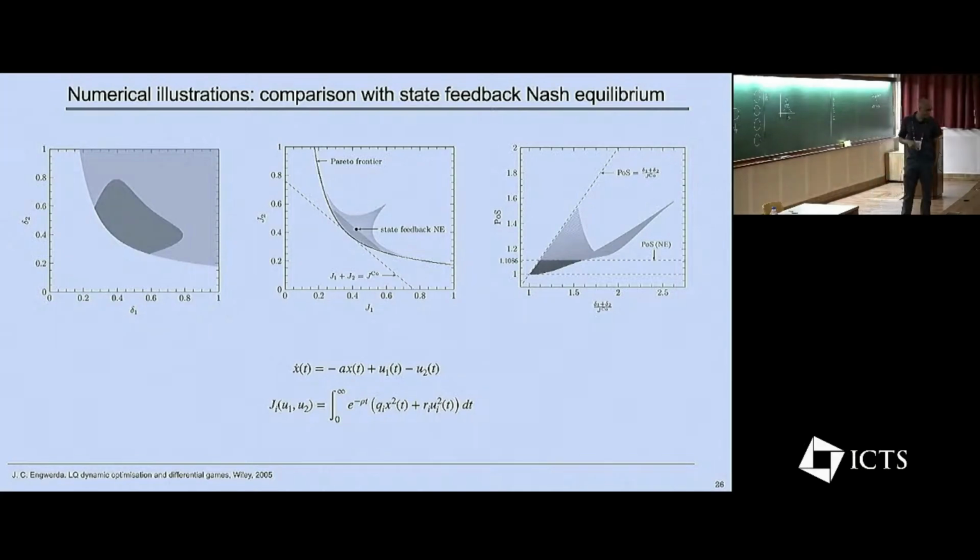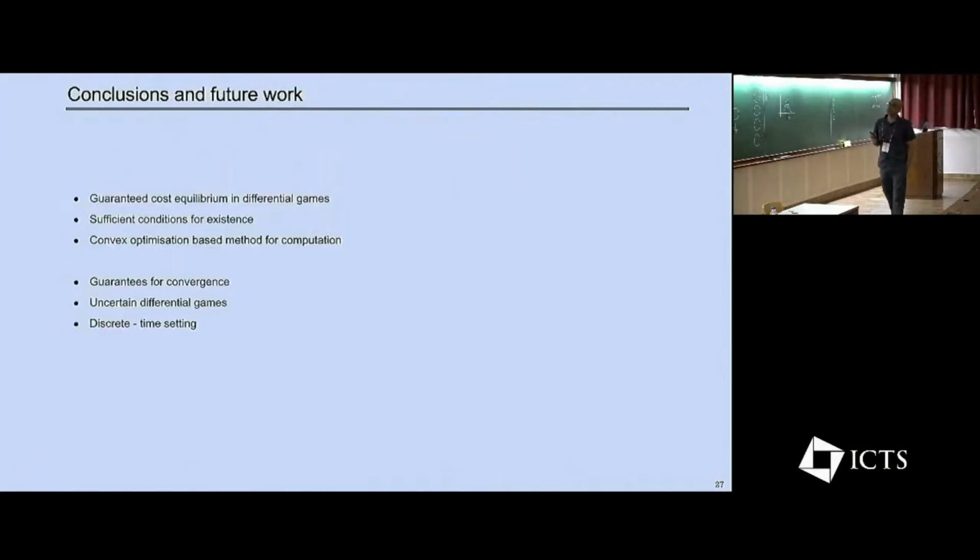So to conclude, we discussed the concept of guaranteed cost equilibrium in a differential game. We provided conditions for existence and also convex optimization based methods for computing these equilibria. At the moment, we don't have guarantees for convergence, and we'd also like to extend this work to uncertain differential games, and also to study it in a discrete time setting. Thank you very much.